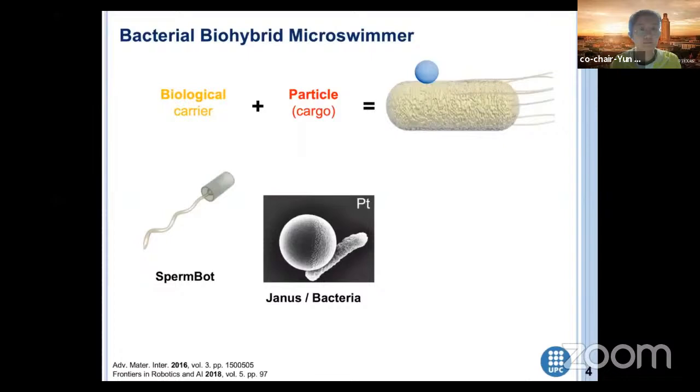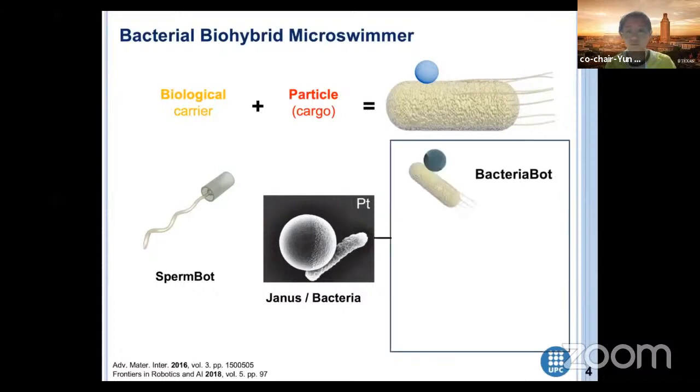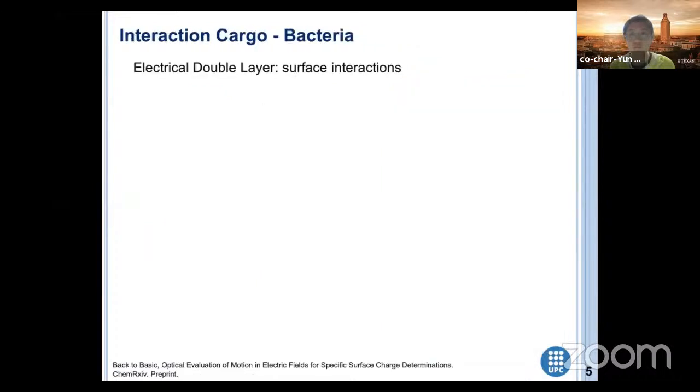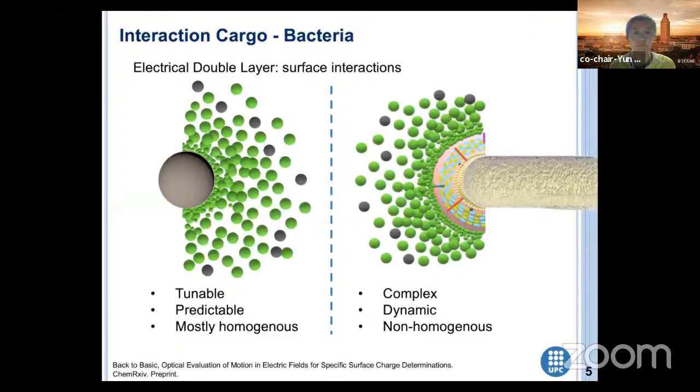The bacteria bots themselves can be further classified in terms of the ratio between carrier and cargo. So we have the bacteria bots, the multibot, or the bacterial microsystem, depending on this ratio. Beyond this, we have the intrinsic differences among bacteria and inorganic particles. For example, the electrical double layer or the surface charge of the particles and bacteria influences the interaction with the surrounding ions. This feature is quite important for the efficient development of bacteria bots.